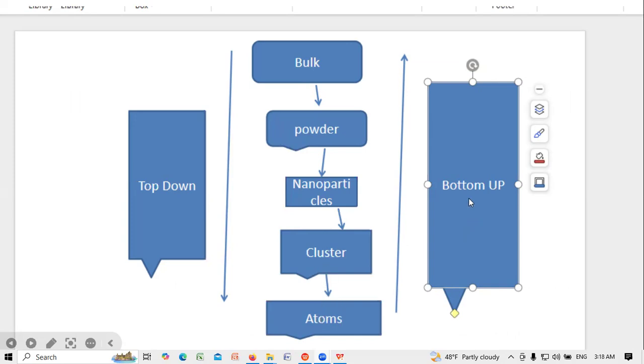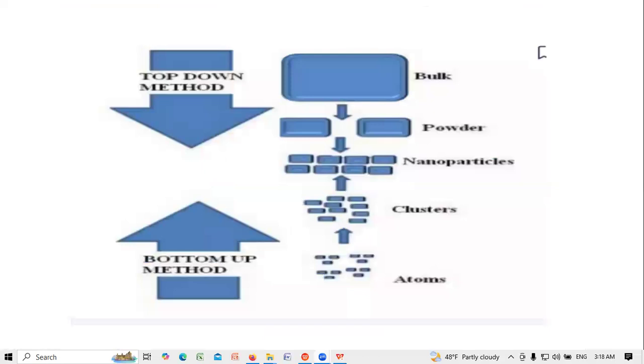In the case of bottom-up, it is just the opposite. The atoms or molecules are synthesized into clusters, and the clusters are joined into nanoparticles, which are again synthesized into powder and also again synthesized into bulk material. It is the bottom-up approach.